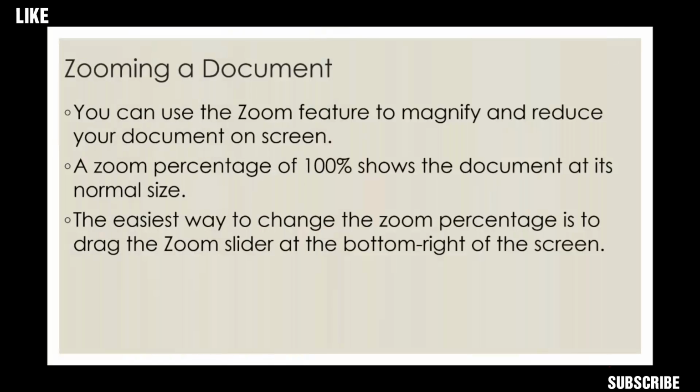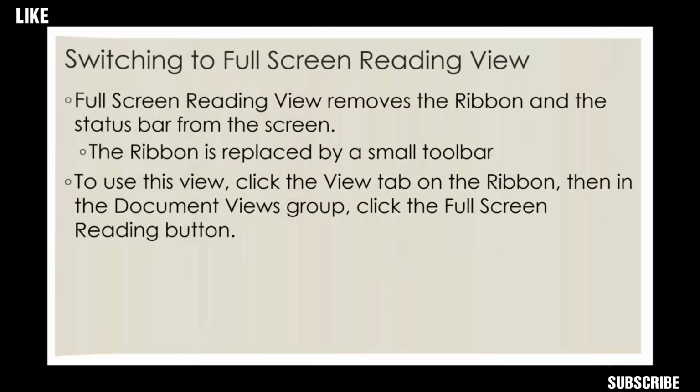Zooming a document. You can use the zoom feature to magnify and reduce your document on screen. A zoom percentage of 100% shows the document at its normal size. The easiest way to change the zoom percentage is to drag the zoom slider at the bottom right of the screen. Switching to full screen reading view.